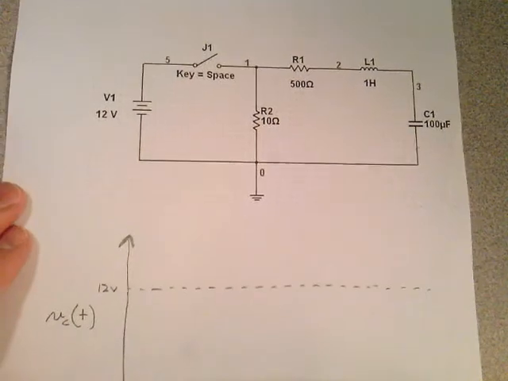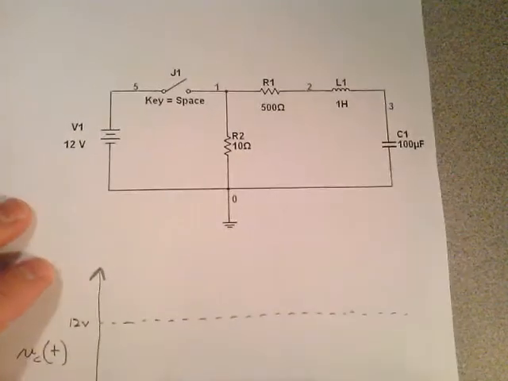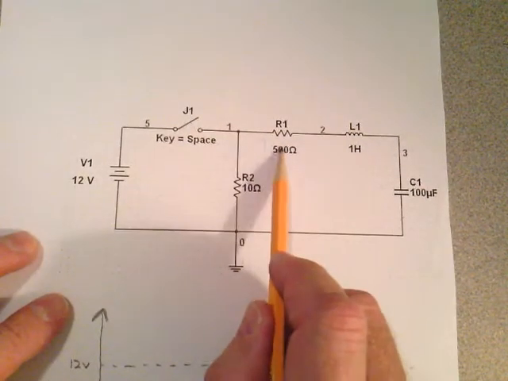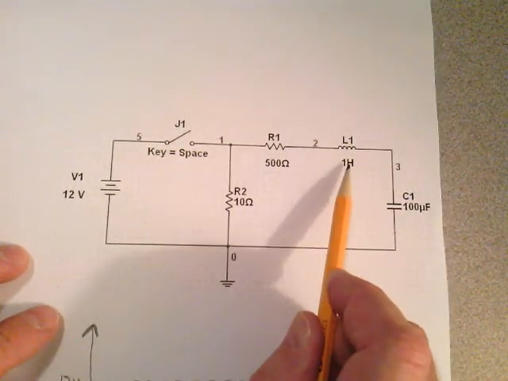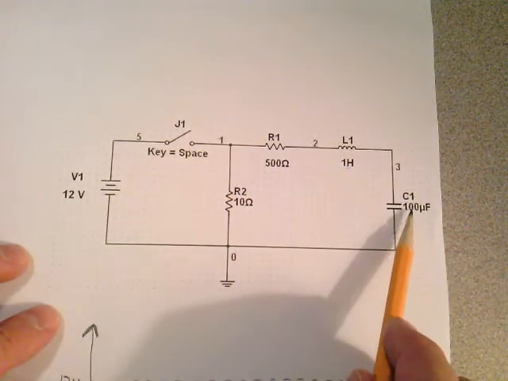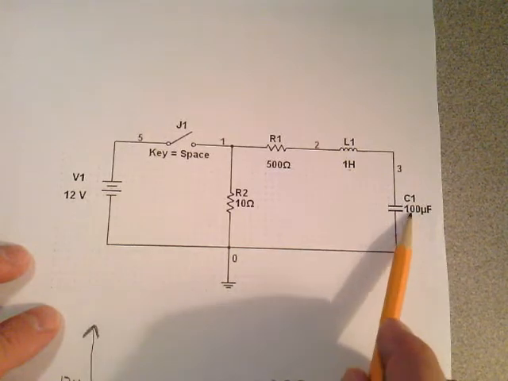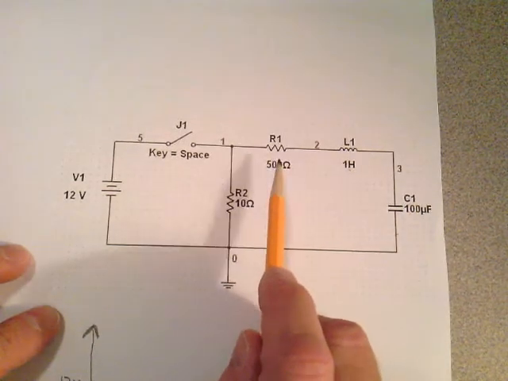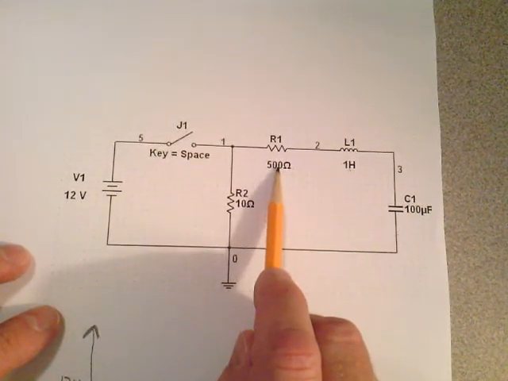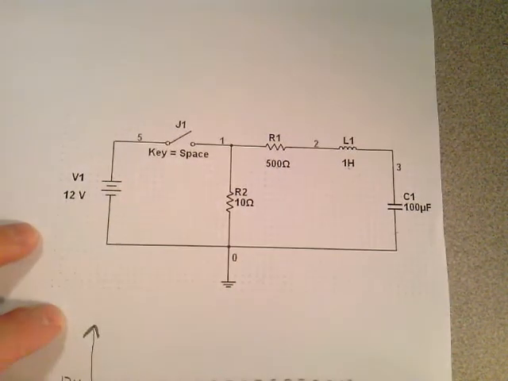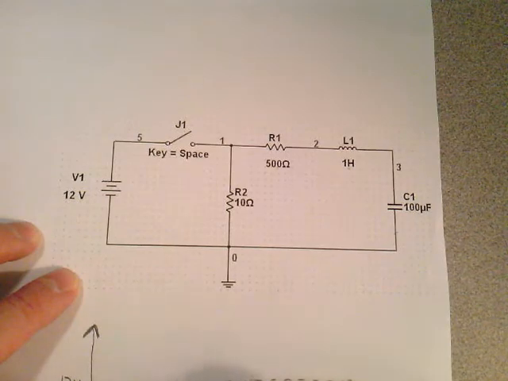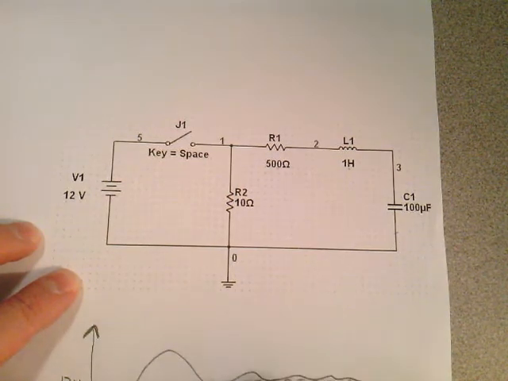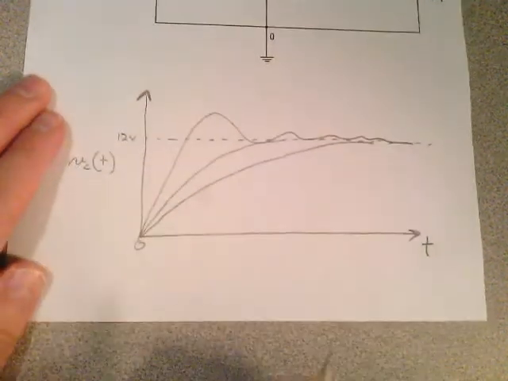When this switch gets closed at t equals 0, what's going to happen depends upon the value of R. L is already picked at 1 henry, C is already picked at 100 microfarads. We're going to change the values of R. When we change the value of R in this characteristic equation, you may get a voltage that looks like this, or like that, or like that before it settles out on 12 volts.